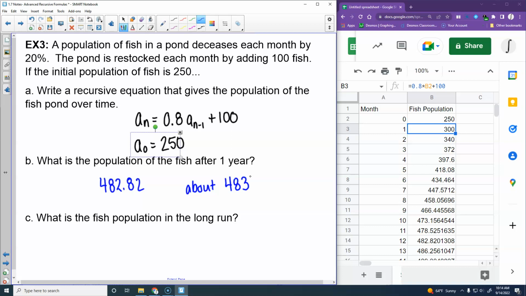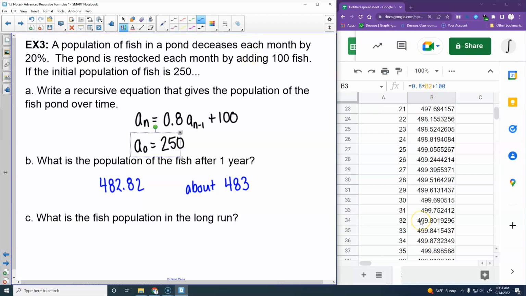So in the long run, over time, if you scroll down, what do you see happening to these numbers? 500. It looks like they just keep getting closer and closer to 500, right? So our population, much like our medicine the other day, it's leveling out there at 500.